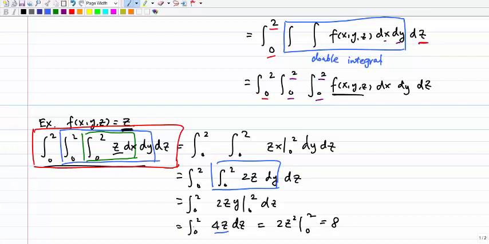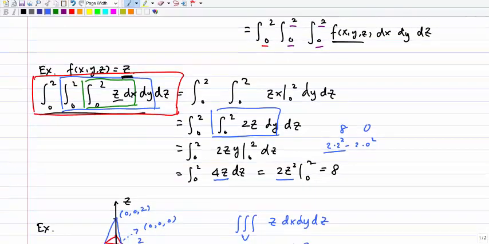Then the last integration is the external one, integrating 4z from 0 to 2 over dz. The integration of 4z over dz is 2z squared, evaluated at 0 and 2. So this will be 2 times 2 squared minus 2 times 0 squared. This is 8, and this is 0, so 8 minus 0 is 8. Okay, this is the first example.